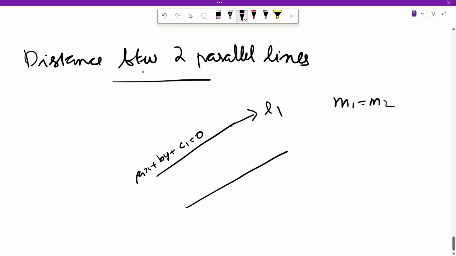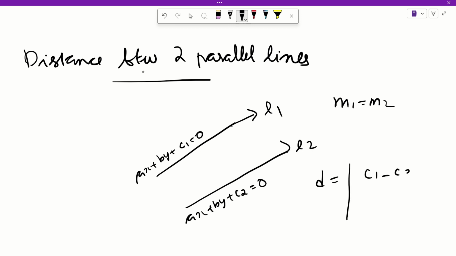This is line 1 and this is line 2, and the equation of this is ax plus by plus c2 equal to 0. Okay, so here the distance is given by d is equal to modulus of (c1 minus c2) divided by root of a square plus b square. Okay, this is modulus, guys.